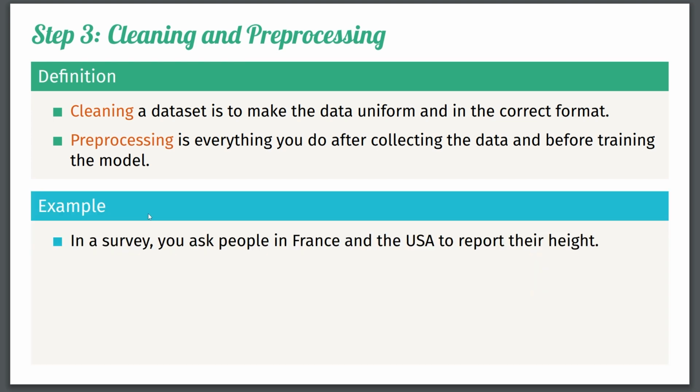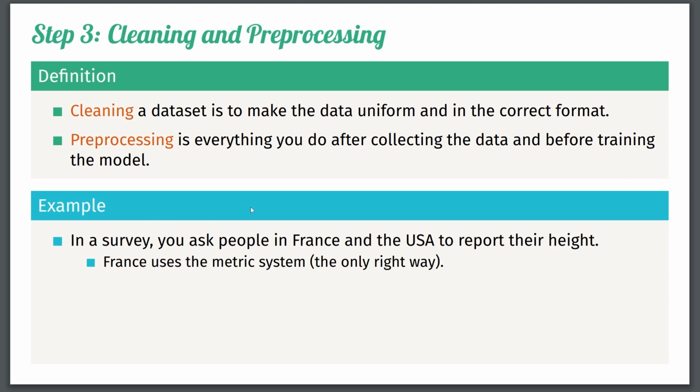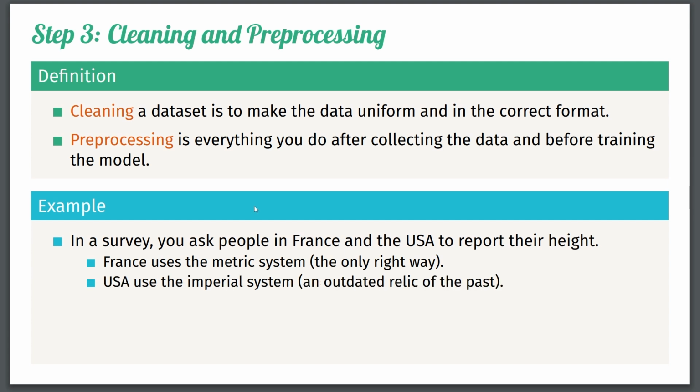Just to give you an example, in a survey, you ask people from France and from the US to report their height. This is all well and good, but then of course after you give the survey, you remember that people in the US are weird because you use the imperial system. In France, they use the metric system, which is of course the only right way, while people in the US use the imperial system. It's not their fault, but it is a very outdated relic of the past.